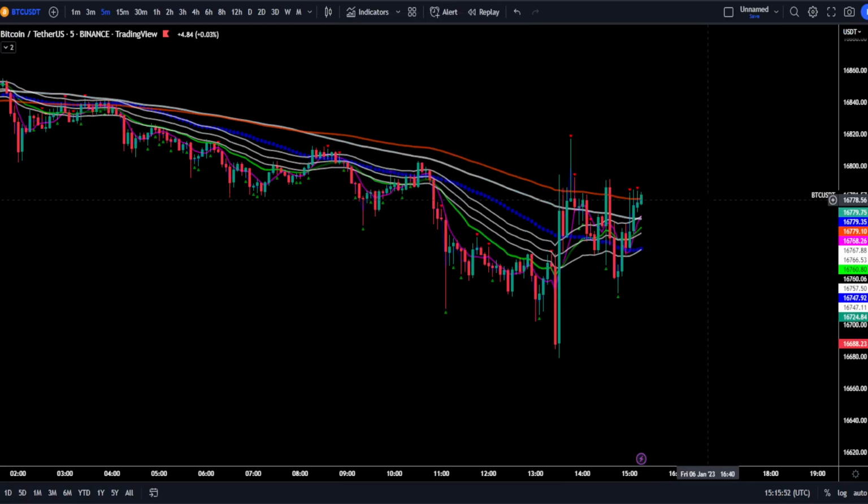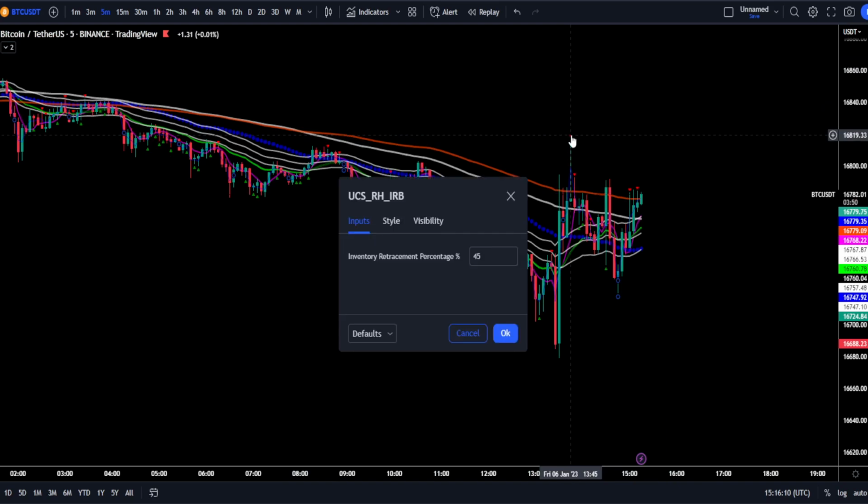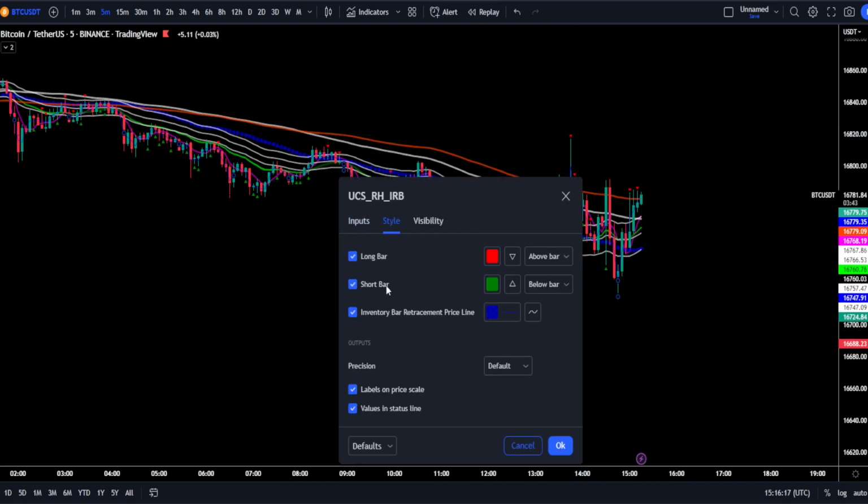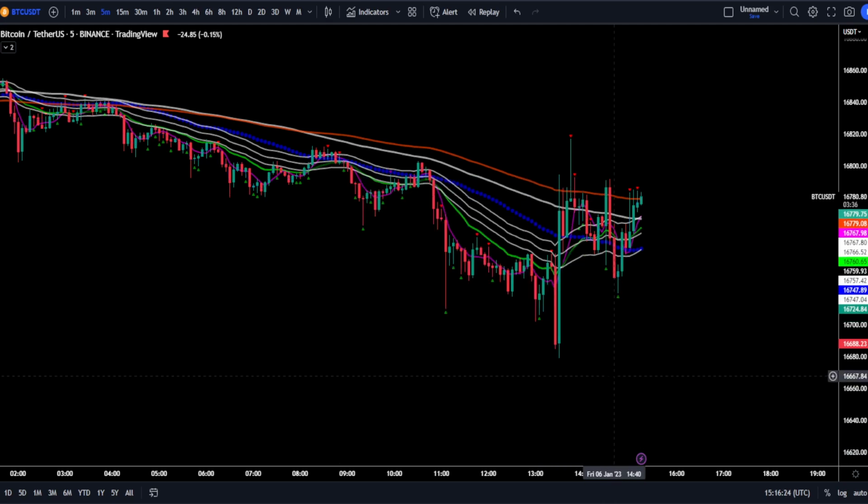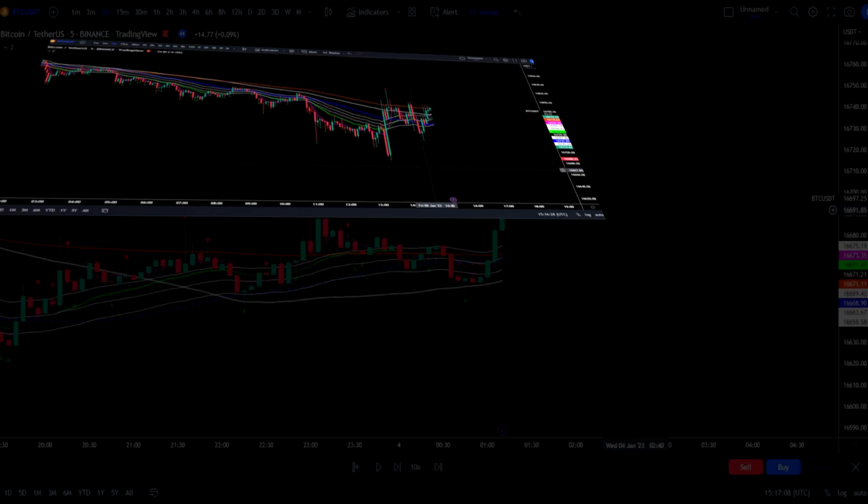Okay, so the chart still looks a bit messy, but don't worry, I'm going to explain to you how this strategy works. So now let's double click on our second indicator, come across to the style section and get rid of our inventory bar retracement. Okay, now our strategy is ready. Let's get into our entry rules.